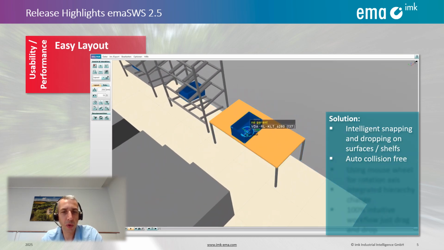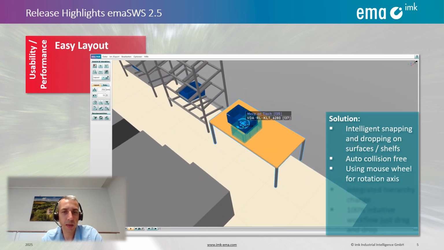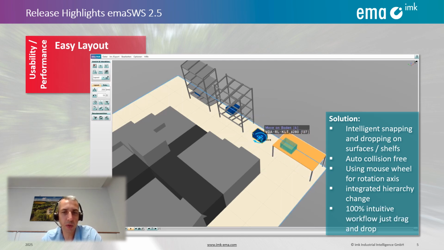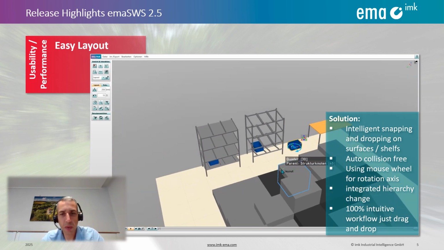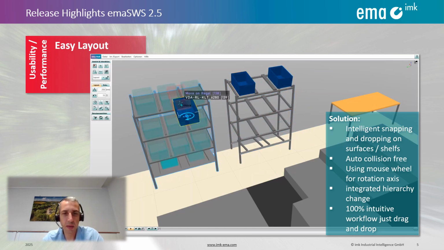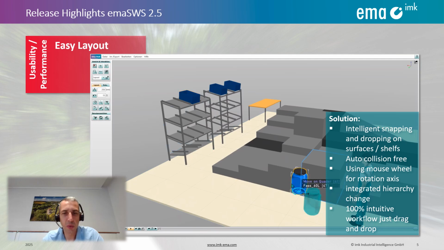We can also turn objects by turning the mouse wheel. That's also quite easy, and we can change the hierarchy. So changing the structure and placing the box on the table to move the 2 things together. It's also very easy to put things in a rack, for example. It snaps to the 3 places, and that's 100% intuitive, very easy to do.